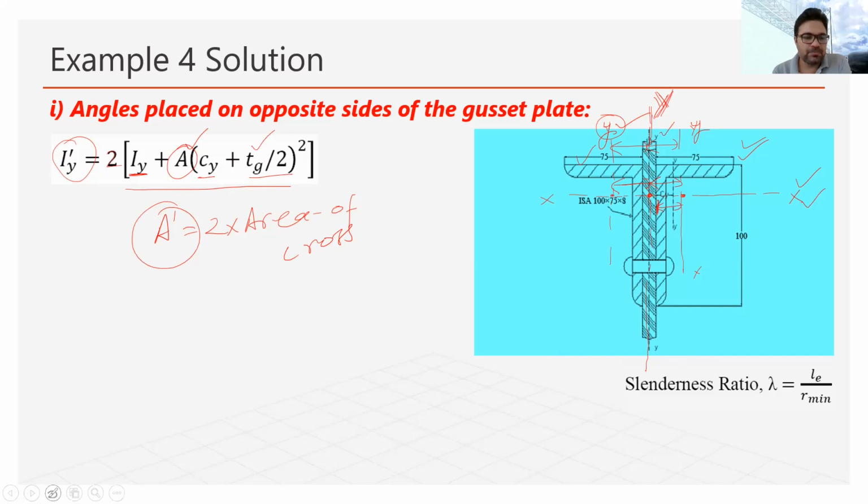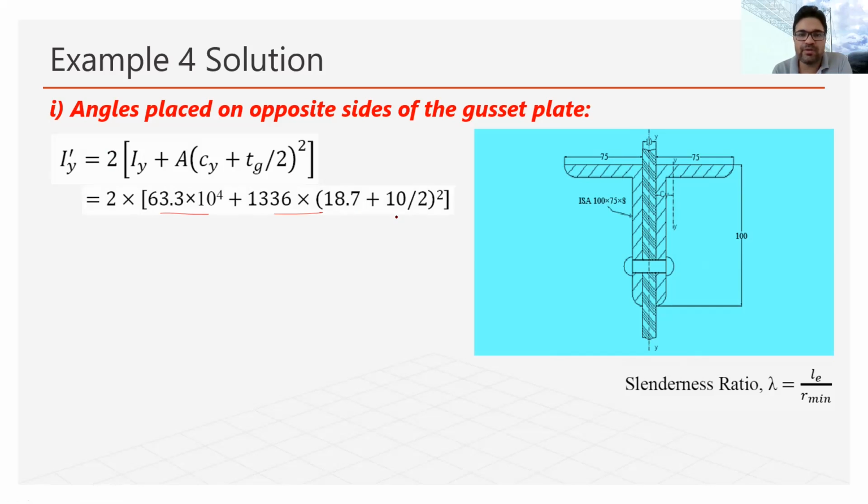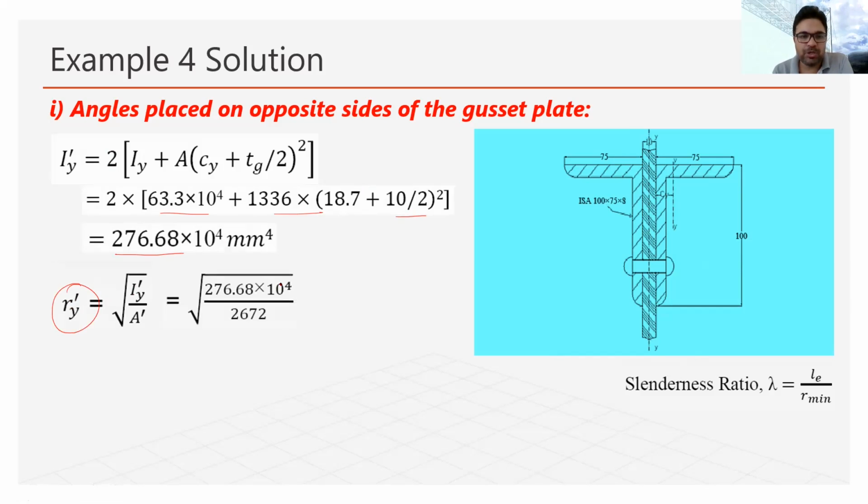Now putting all the values, 2 into this and this, all the values I have put here, and by calculation we find Iy dash as 276.68 into 10 to the power 4. Now we can find out Ry dash also, and the formula for this is under root Iy dash by A dash, and putting the values we get Ry dash as 32.18. Now we are supposed to find R minimum.